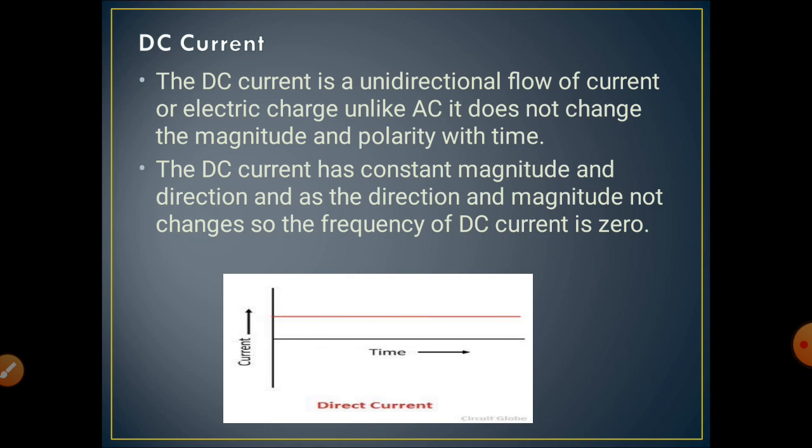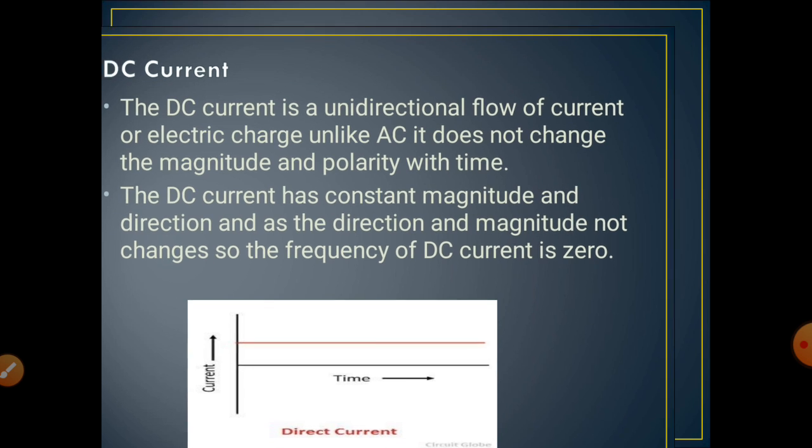Next one is DC current. DC current is unidirectional current, and it does not change in polarity and magnitude, and also the frequency of DC current is always 0. This is a diagram of direct current.